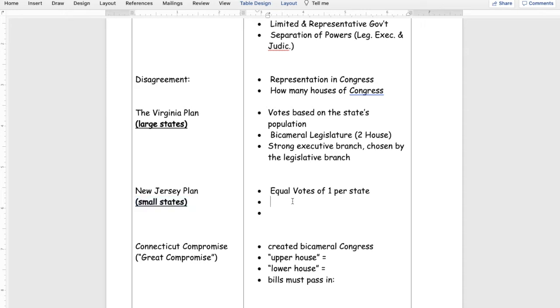In the New Jersey plan, they also wanted a unicameral legislature. Very similar to the Articles of Confederation again. We know this means one house.